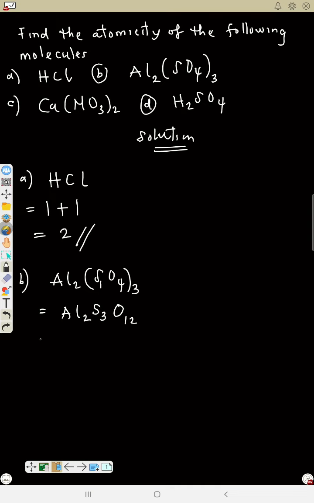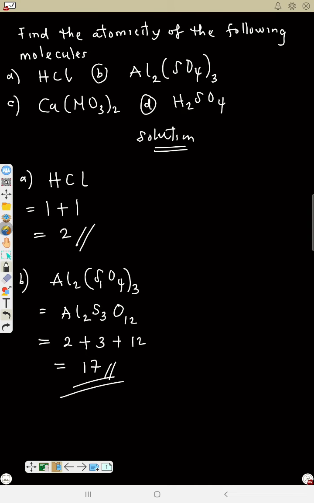So anytime you have a subscript outside a bracket, it will multiply all the subscripts inside the bracket. Take note. Now, I have 2 atoms of aluminum here. How? Because the subscript is 2. So 2 atoms of aluminum plus 3 atoms of sulfur plus 12 atoms of oxygen. So the total number of atoms here is 17. That means the number of atoms present in aluminum sulfate is 17.